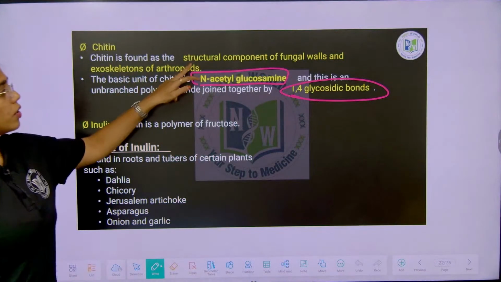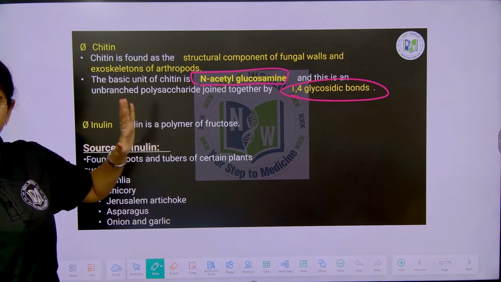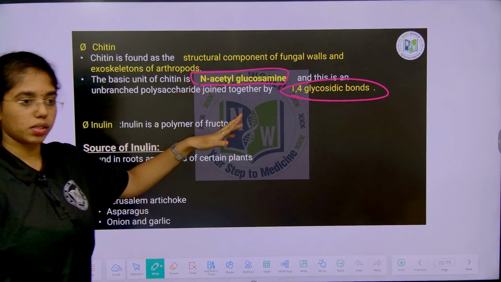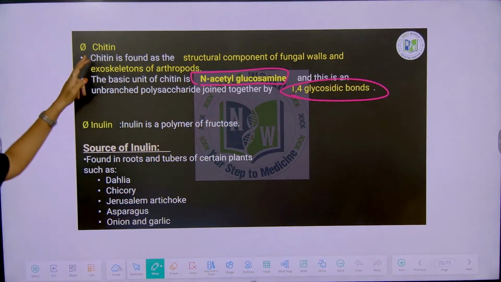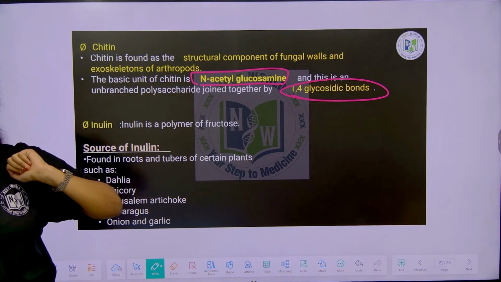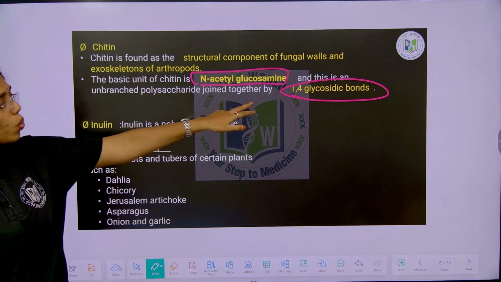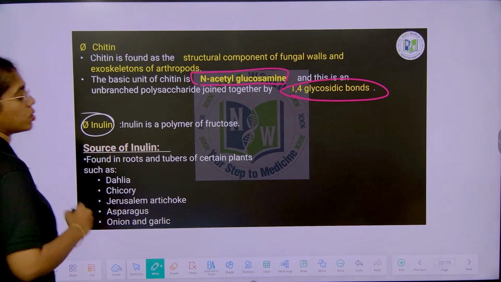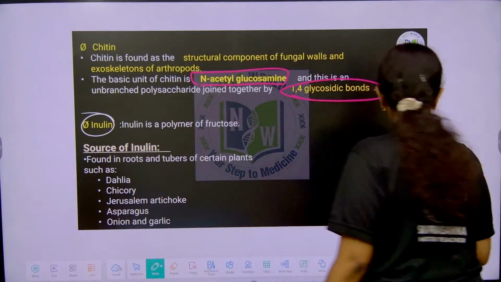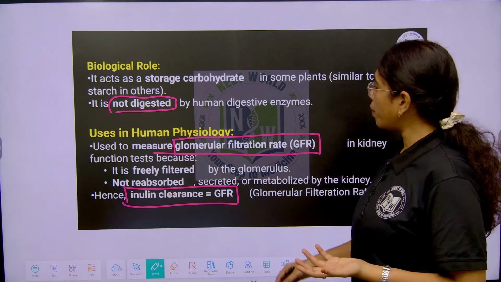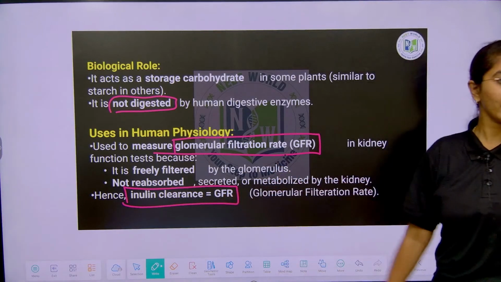Now chitin, seen in exoskeleton of arthropods, cell walls of fungi, and it has what units? N-acetyl glucosamine units, NAG units we will call it as. And it is also known as what? Fungal cellulose, as it is present in the cell wall of fungi, it is also known as fungal cellulose. What bond it has? 1,4 glycosidic bonds, that's all, right? And inulin is a polymer of what? Fructose. Inulin, is it absorbed by a human system? No, it will be cleared out. So we can find out the glomerular filtration rate, which is equal to what? Inulin clearance.